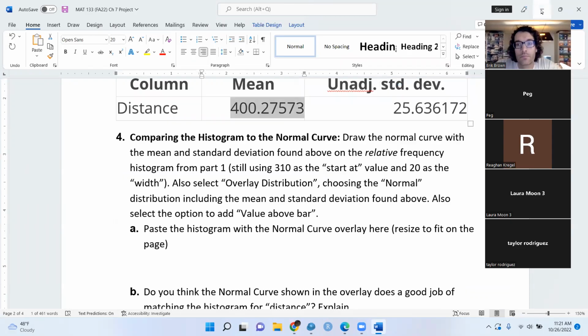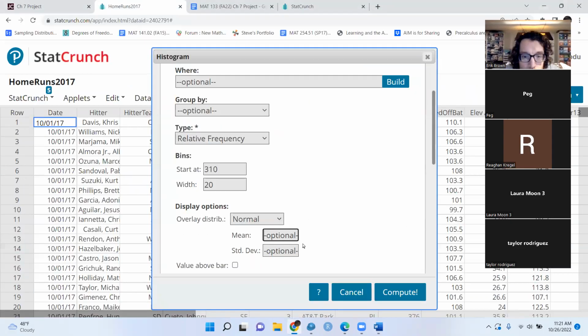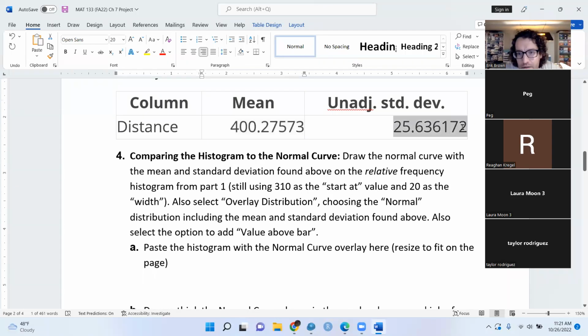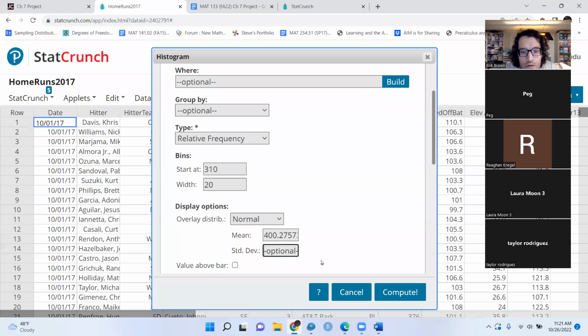Okay, can you just slow down a minute? Just go slower. So overlay distribution is normal. And then are we putting in the mean and standard deviation that you just had? That's the spot I'm at. Yep. So I'm just copying and pasting from in here, but you can type it, whichever you want. Can you read out the numbers so I don't have to look? I've got so many windows.